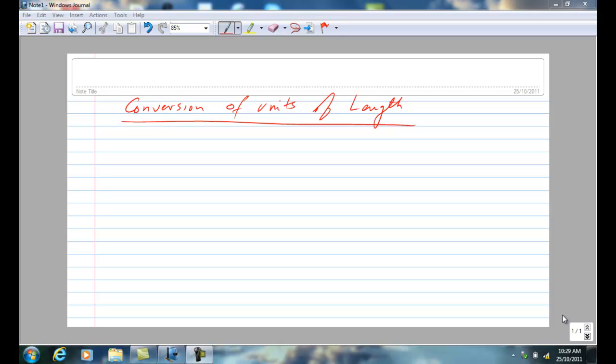In this lesson you learn how to convert units of length. Now to convert kilometers to meters, you have to multiply by 1,000. Let's look at an example.